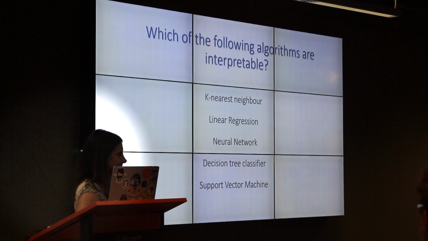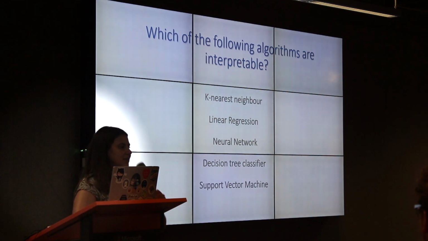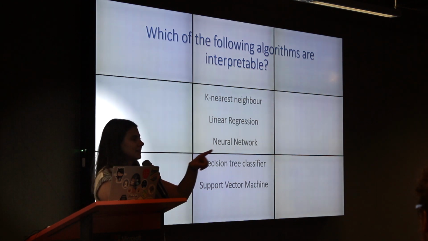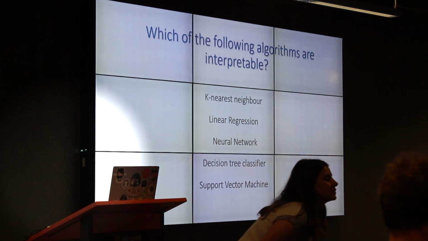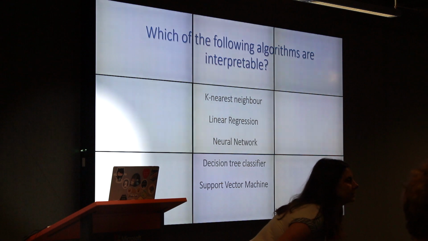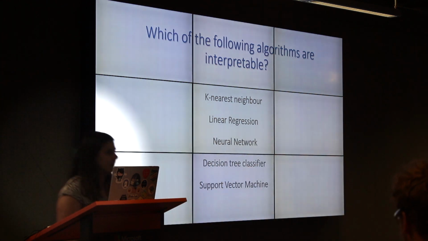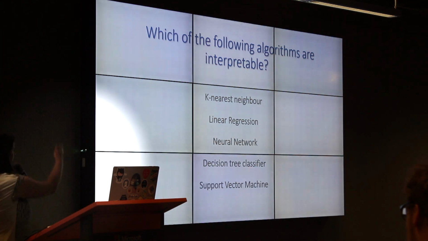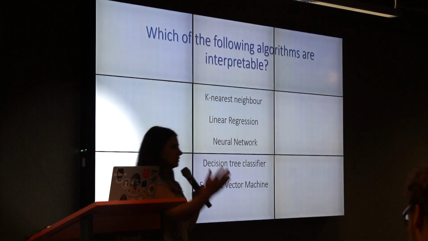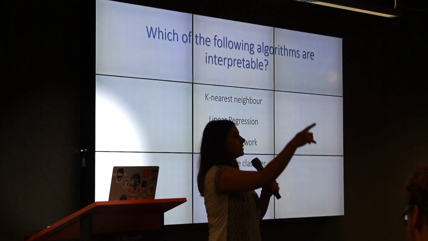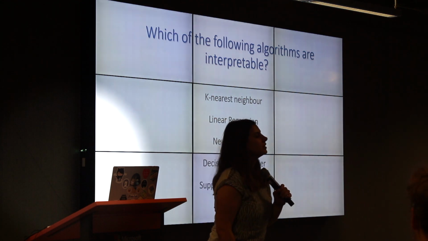And take this? Depends. Yes? Linear regression. Sorry? Linear regression and decision trees are usually the most intuitive one. Yeah. So that one was linear regression, and decision trees are normally the most interpretable one, and then the rest continues. There was also another hand.